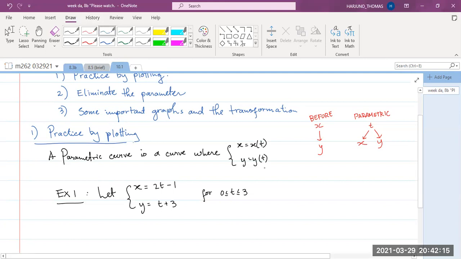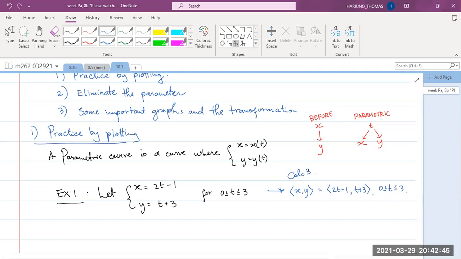In your calculus 3 later on, we will write it this way. In calculus 3, we will write it as the vector function xy equals 2t minus 1 for the x component, t plus 3 for the y component, t between 0 to 3. Okay, that's for calculus 3. In calc 3, basically the first couple sections you deal with parametric curve right away. And to have a curve in 3 dimensions, the only way is actually using parametric curve. That's the only way.